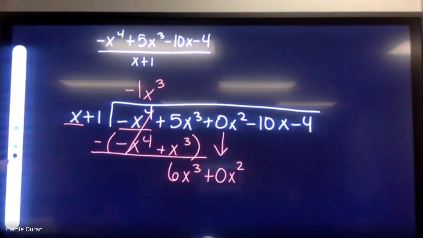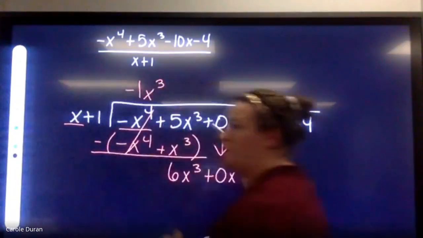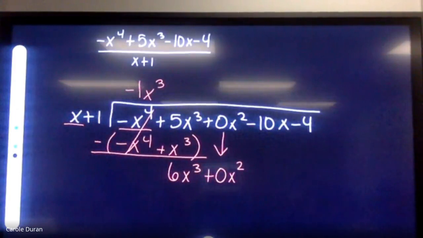Did you drop down the next term after that? Yeah, I got 6x cubed minus 10. No, it should be plus 0x squared. You didn't fill in your 0. I'll pause until you get that written. I have a 0x squared between the 5x cubed and the 10x.